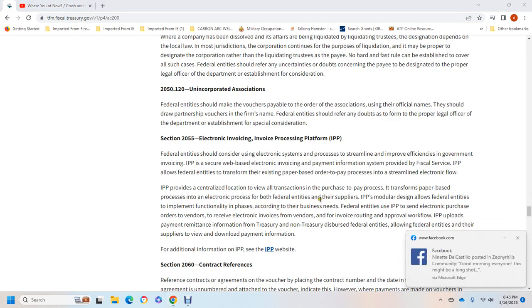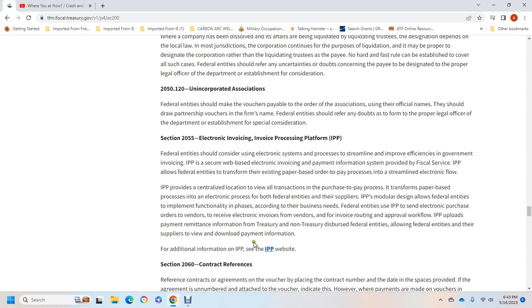according to the business needs of the federal entities. The Invoice Processing Platform sends the electronic purchase order to the vendor, receives the electronic invoice from the vendor, and routes the invoice with an approval workflow. The Invoice Processing Platform uploads payment and remittance information for the Treasury and non-Treasury disbursing federal entities. The federal entities and their suppliers can review and download payment information for additional details on the Invoice Processing Platform website.